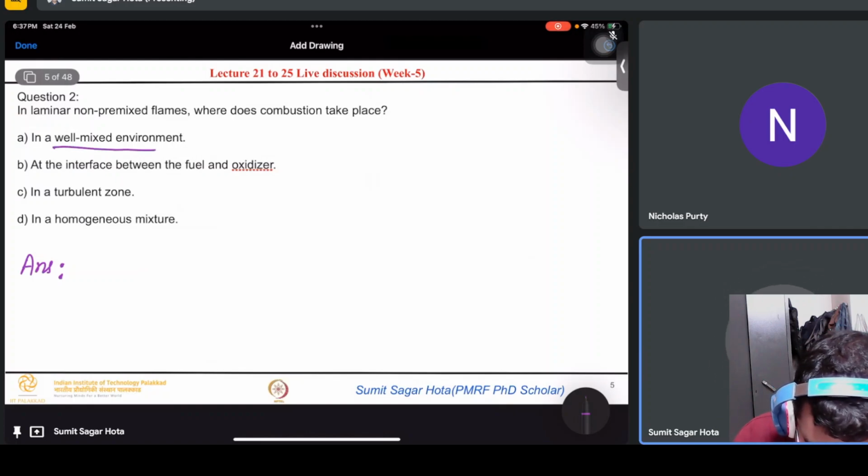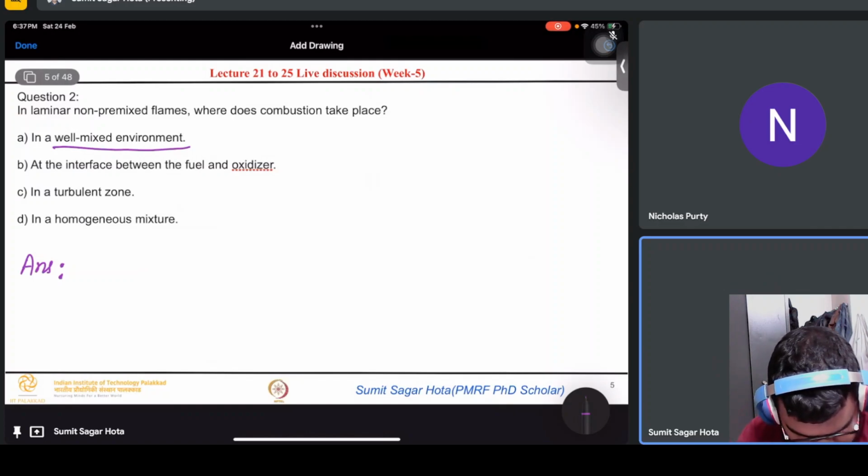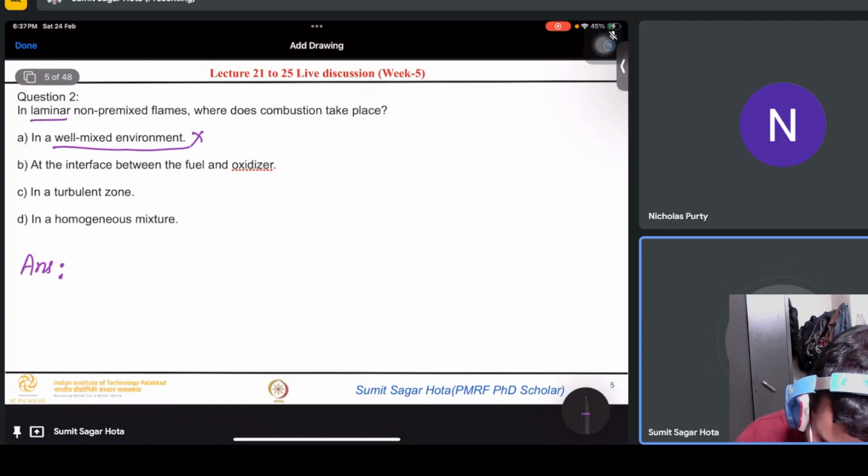If there is a well mixed environment, that means a premixed flame. A turbulent zone is not specific, since it's given as laminar. It does not deal with homogeneous or heterogeneous mixtures. What is left is the interface between fuel and oxidizer.